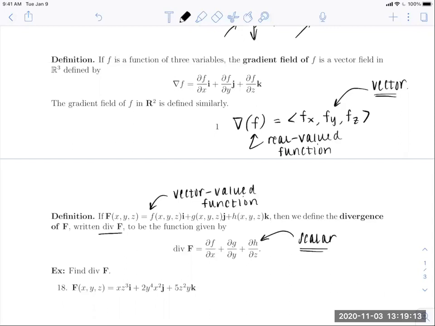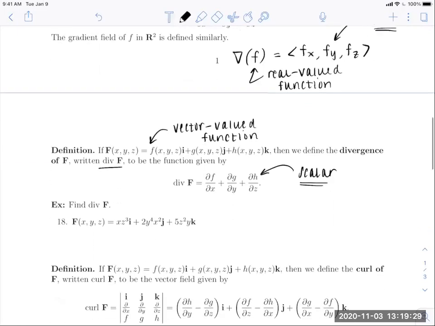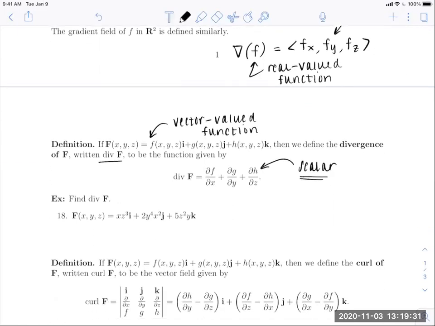All right, so the gradient inputs a real valued function and outputs a vector. The divergence as an operator inputs a vector valued function and outputs a scalar. I see these two confused on the final exam quite often, so make sure you recognize the difference between the two. All right, so let's do an example here of divergence.